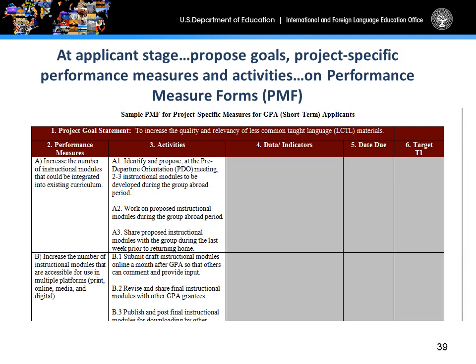Applicants will be required to develop the proposed goals and the project's specific performance measures and activities on the Performance Measurement Form, or PMF. The project goal statement on this example PMF is to increase the quality and relevancy of less commonly taught language materials. The performance measure to support this goal here is to increase the number of instructional modules that could be integrated into existing curriculum. And an activity highlighted here is to identify and propose at the pre-departure orientation meeting 2 to 3 instructional modules to be developed during the group abroad period.